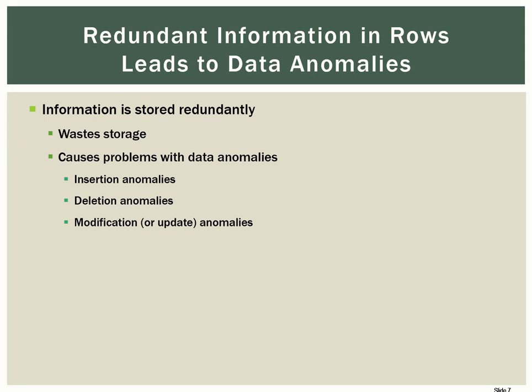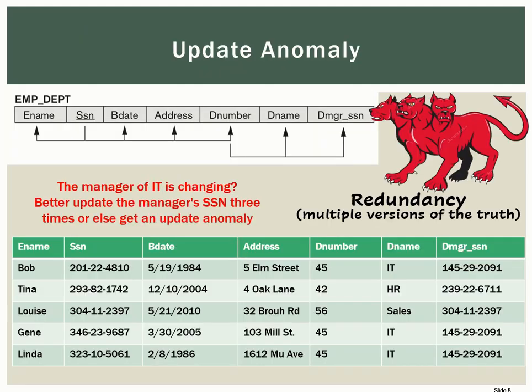But the more important issue is that when you have redundant information, you have problems with data anomalies. And there are 3 kinds of anomalies. There are insertion anomalies, deletion anomalies, and modification anomalies, sometimes called update anomalies. We'll look at each of these in the upcoming slides. Let's look at the update anomaly first.